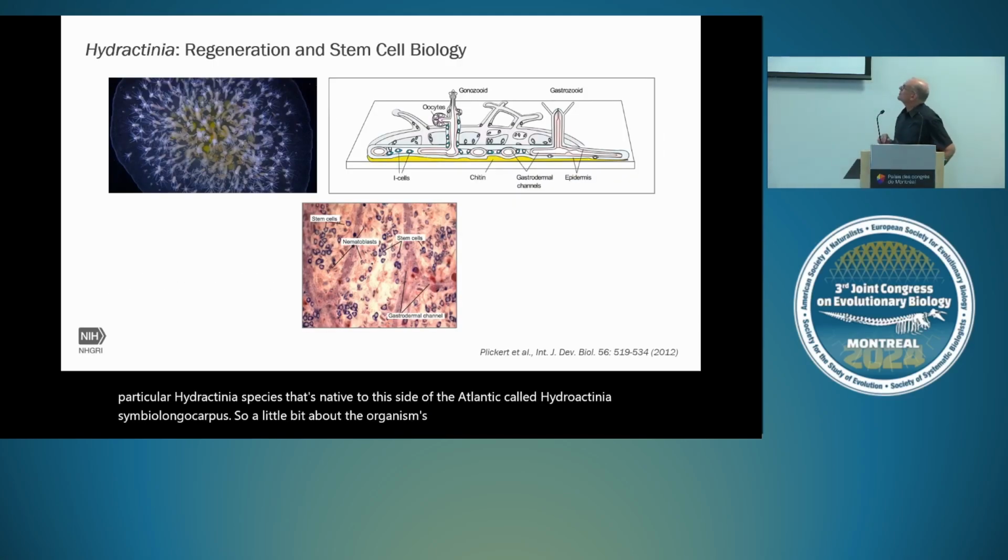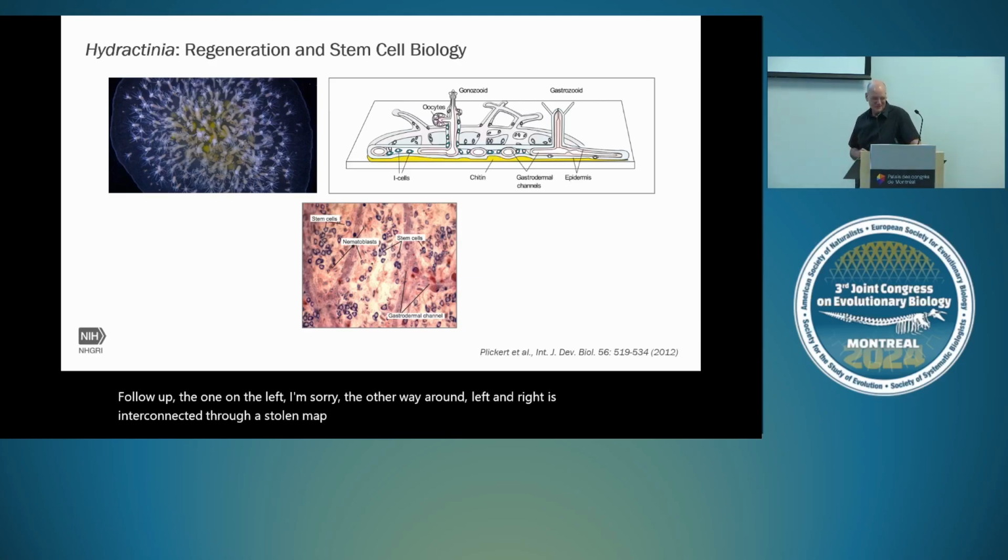Each clonal polyp, whether we're talking about a sexual polyp, which is the one on the right, or a feeding polyp, the one on the left, the other way around, left and right, is interconnected through a stolonal mat that's about 3 millimeters thick. And in addition to providing tissue continuity and a common nervous system, it has a gastrovascular space that's formed by a network of endodermal canals.